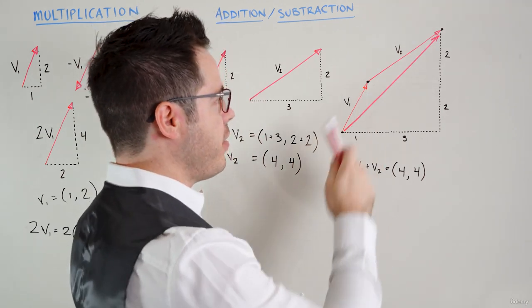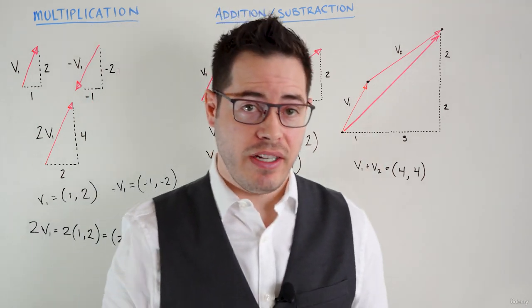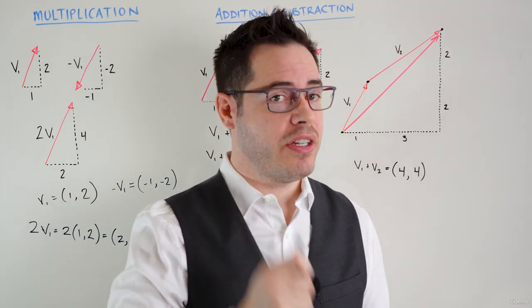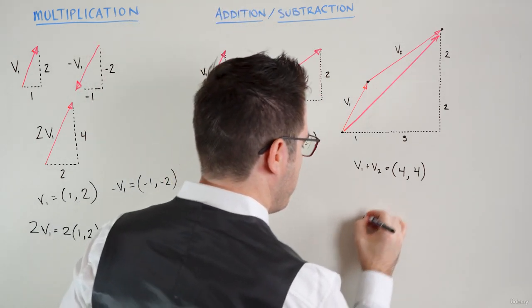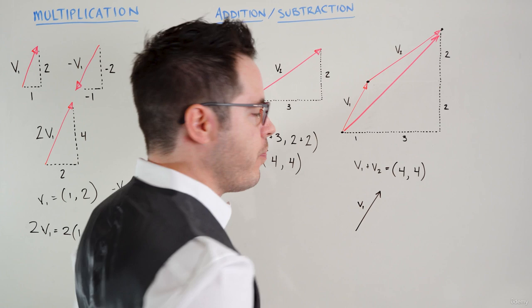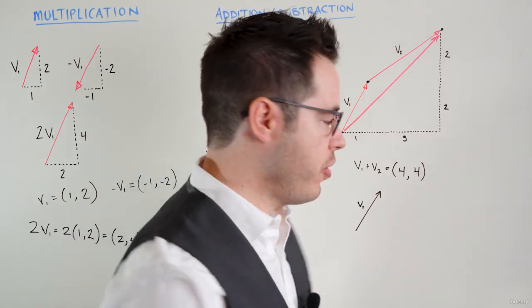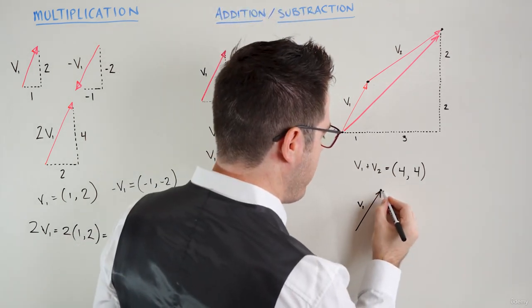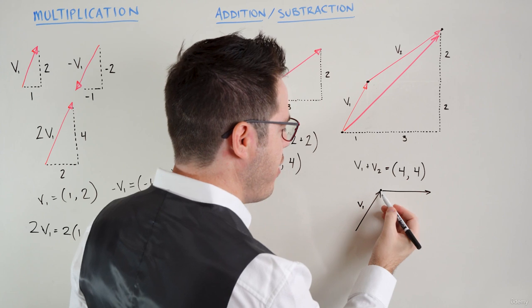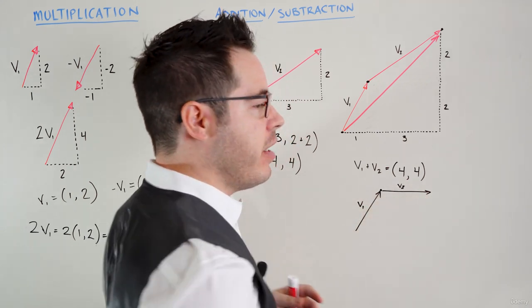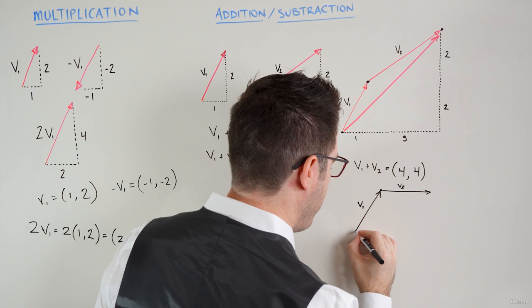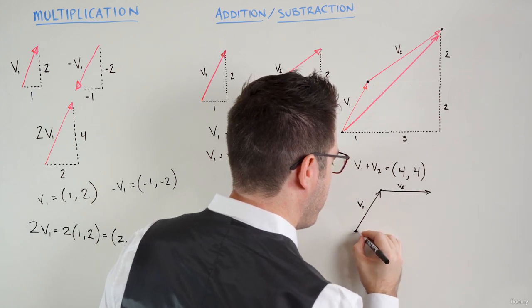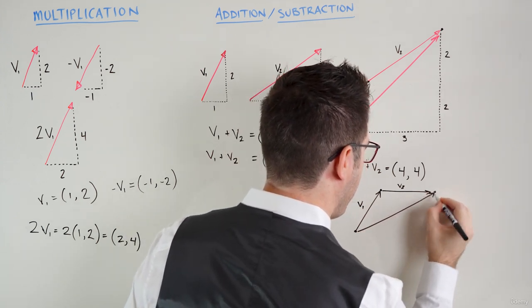Now, we can use this geometrical significance to our advantage in game development, and we're going to do that very soon. In general, for any vector v1 added to vector v2, if we place v2 such that its tail is at the head of v1, then the resultant vector, v1 plus v2, is the vector from the tail of v1 to the head of v2.